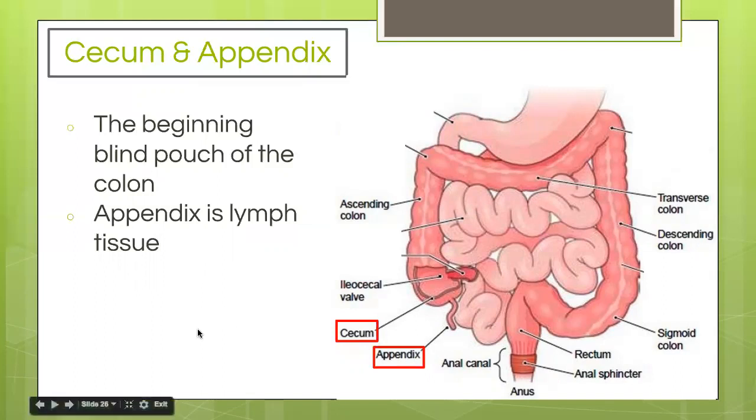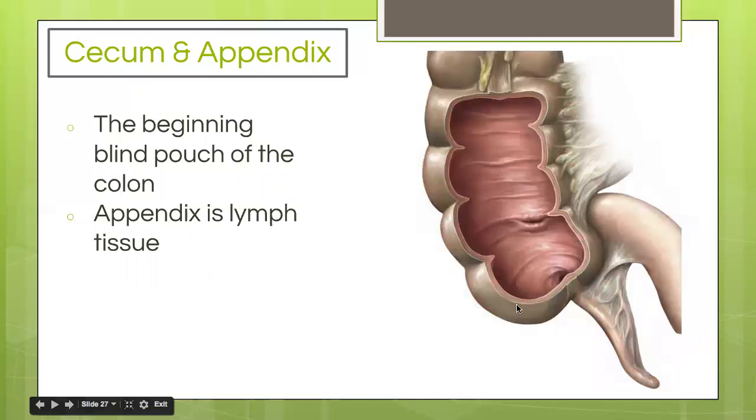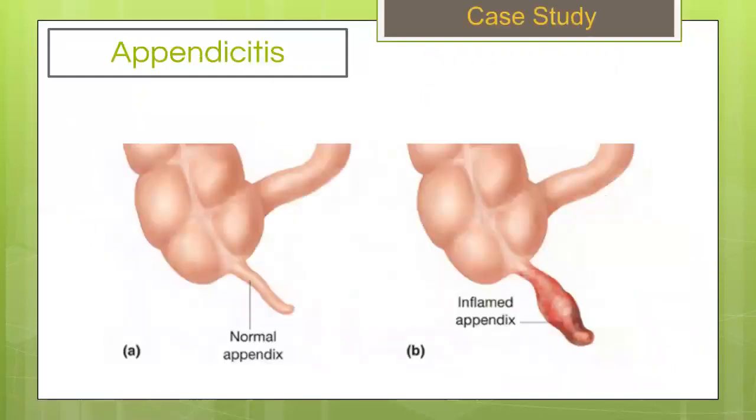So we will now show you that there is an opening to the appendix. Your appendix is lymph tissue, so it helps with your immune system. There is an opening which leads to our next case study, appendicitis. The fecal matter that travels through your colon can sometimes get into that opening of your appendix, and that's how you get appendicitis.